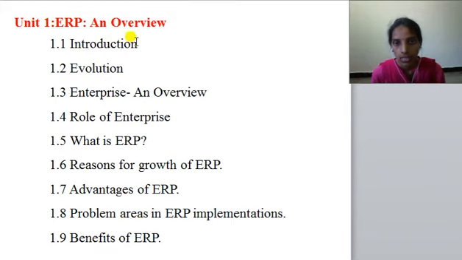So the introduction of an ERP, evolution of an ERP, it is also known as history of an ERP. Next is the enterprise, the role of an enterprise. What is ERP? Then reasons for growth of an ERP, means why we are using ERP in today's business, as well as advantages of an ERP. Problem areas means risk in ERP implementation, as well as benefits of an ERP. So all these basic points are covered in unit number 1, that is ERP and Overview.